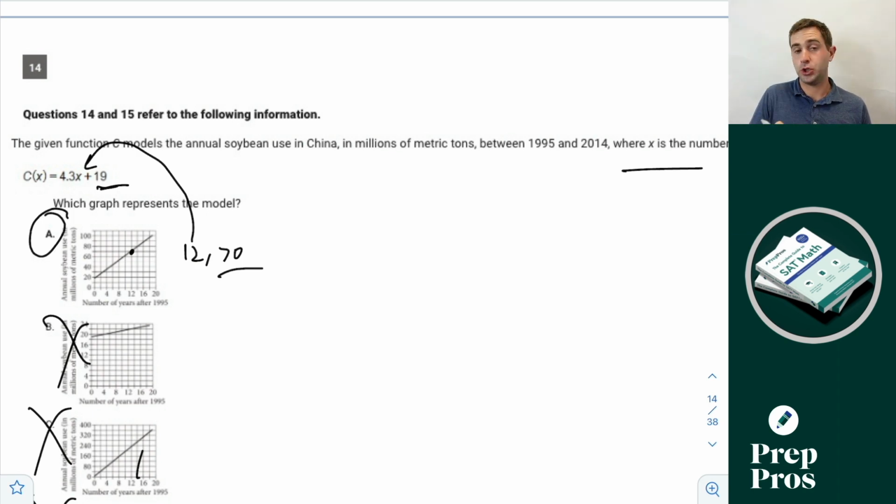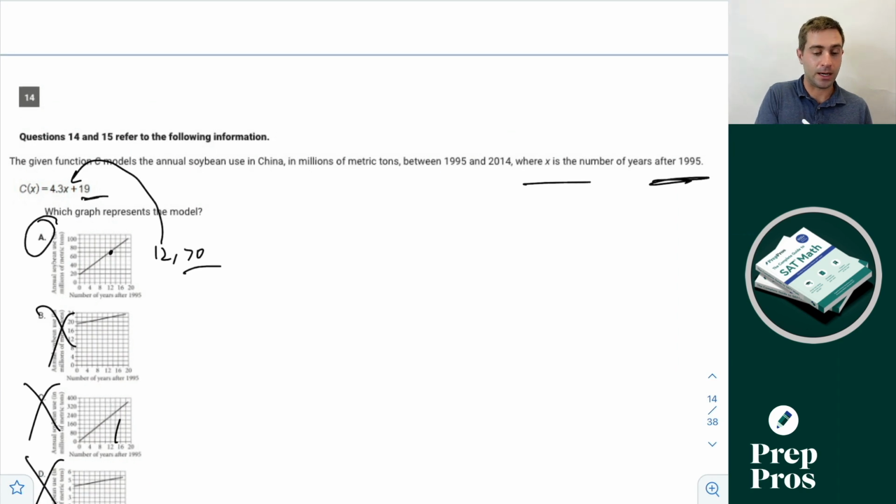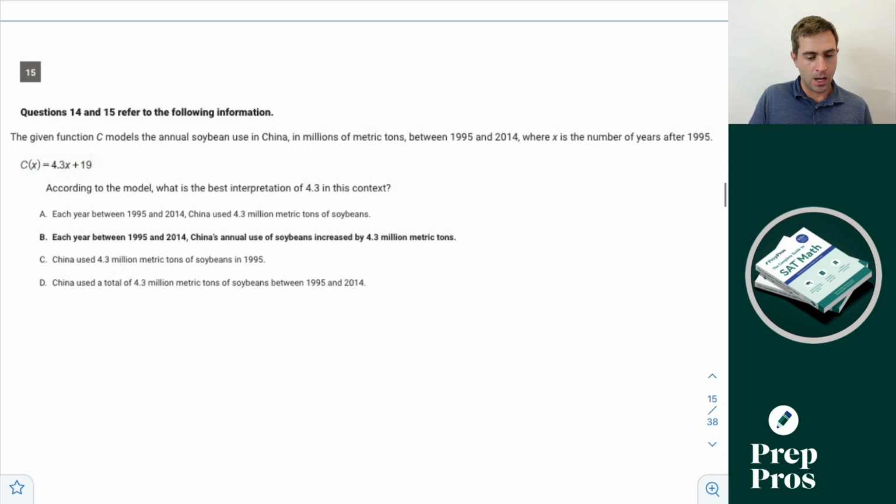Anytime you get these, just pick points, plug in your x and y values, and you can be completely confident of your right answer. Remember, C of x is the same as y. The given function C models the annual soybean use in China in millions of metric tons between 1995 and 2014. Same thing. According to the model, what is the best interpretation of the 4.3? Well, this is going to be our slope. This is our y-intercept, so this would be our starting value.